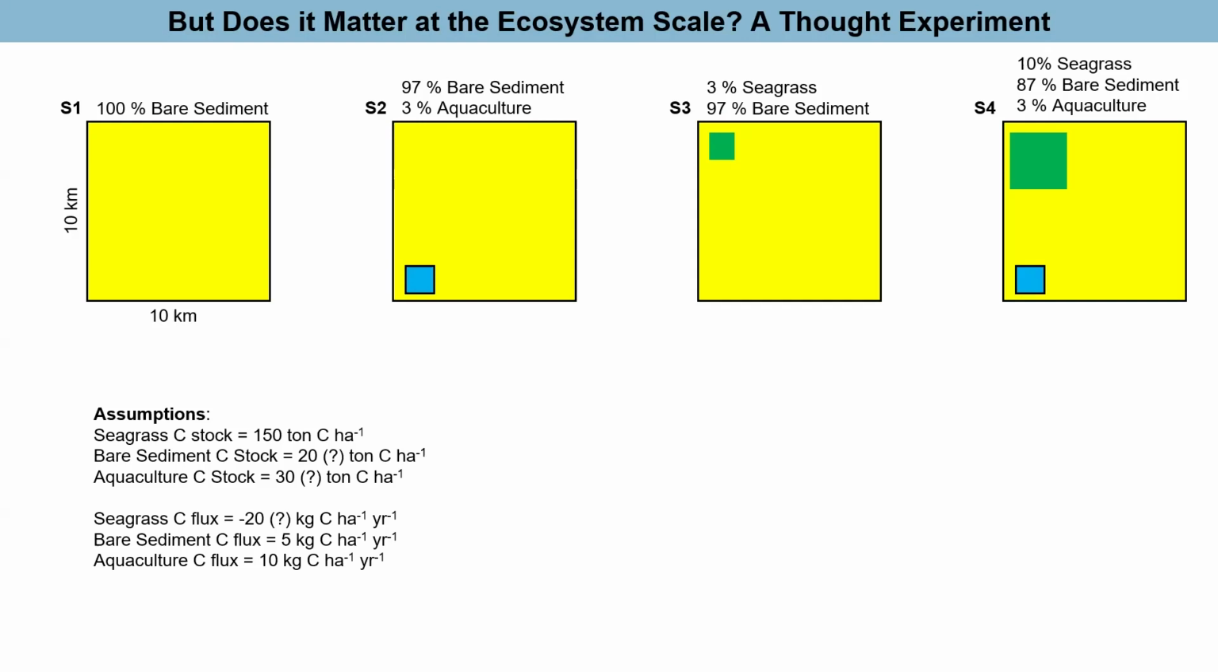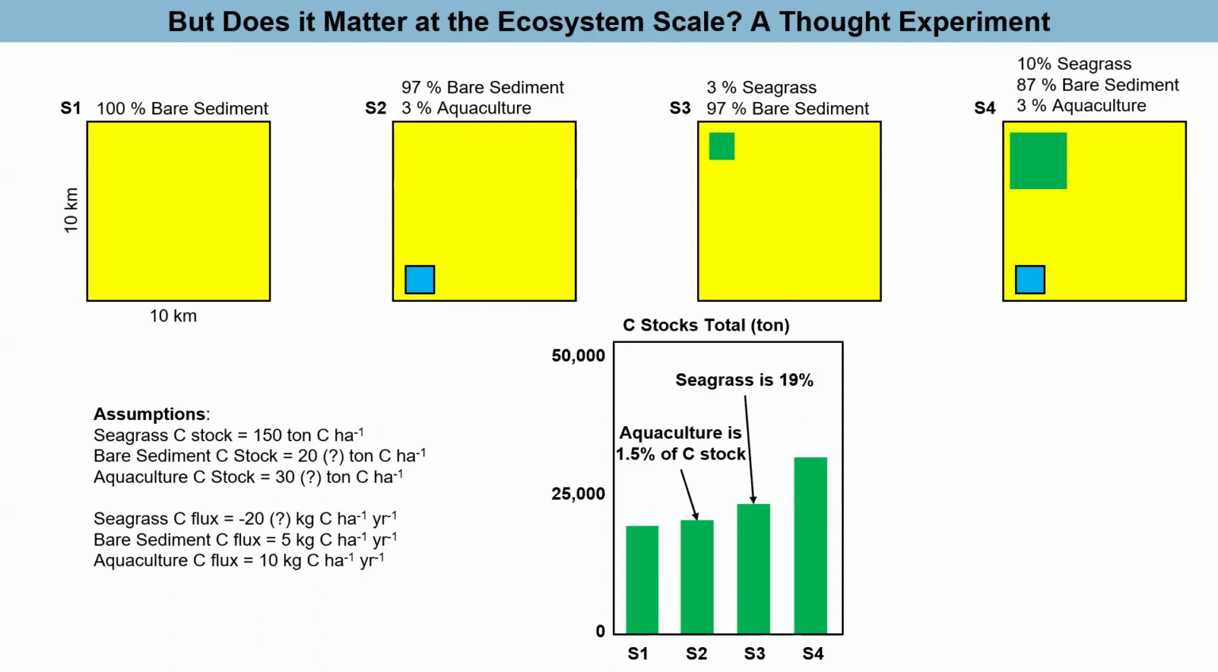And so we're going to assume seagrass carbon stocks about 150 tons of carbon per hectare. Bare sediment, we're going to say 20. Aquaculture, we're going to say 30. Then for our fluxes, our seagrasses are blue carbon systems that are sinking carbon. So we're going to say negative 20 kilograms of carbon per hectare per year. Bare sediments are going to be releasing 5 kilograms, and our aquaculture is going to release more. So we're going to say that we're at our most extreme version of aquaculture that's pumping out carbon.